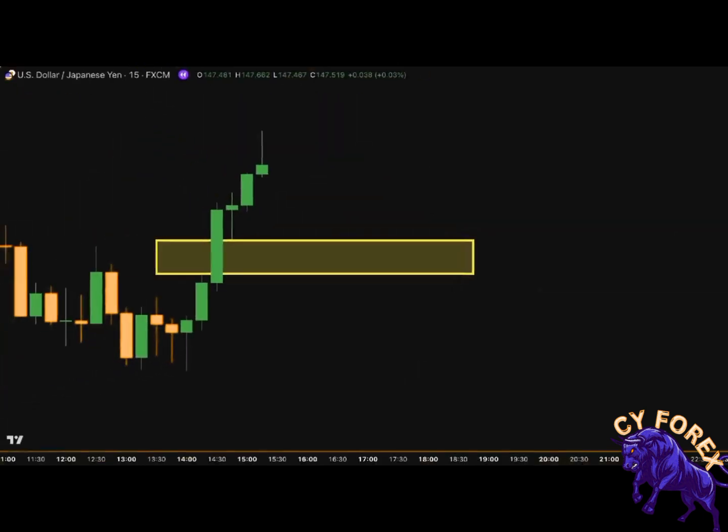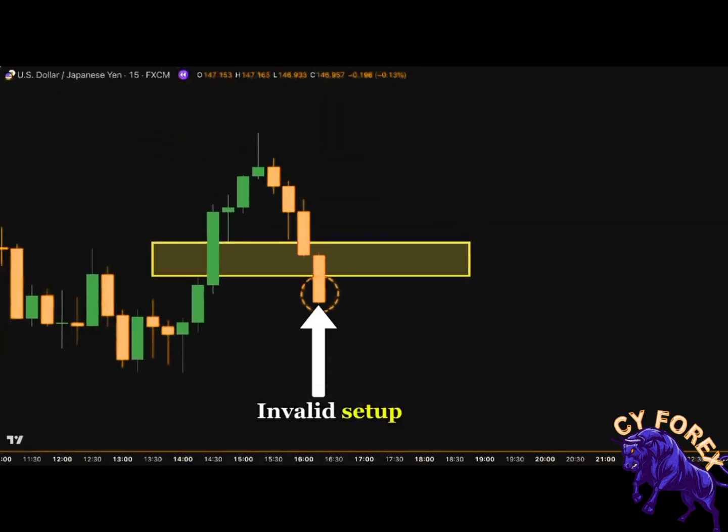So if you spot a fair value gap that has already been retested, it's better to skip it. Also, watch out for price that retraces too deep. If it closes inside or below the gap, the setup becomes invalid. Ideally, you want price to tap the gap, respect it, and bounce.